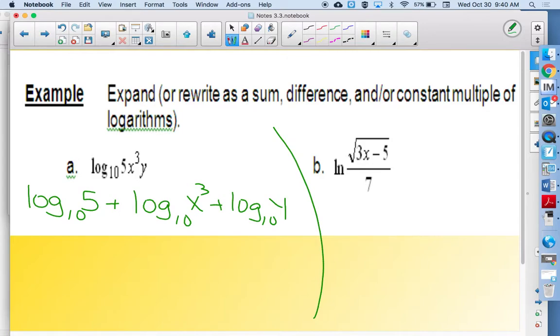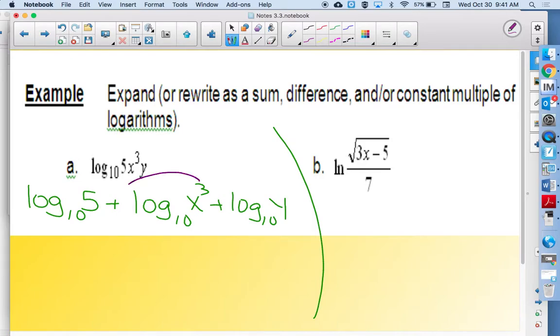Dylan, what else? You don't have to write the 10. No. If it's any other number, yes. But the 10 is the common log that you don't have to write. Dylan, what else could we do? So it's not quite expanded. You can put the exponent in front.